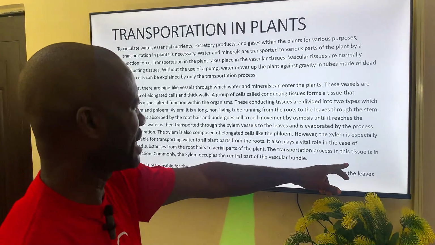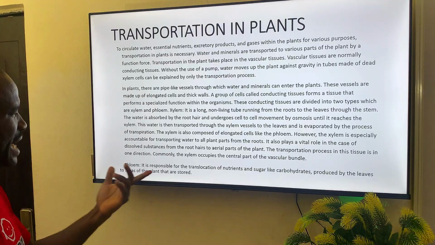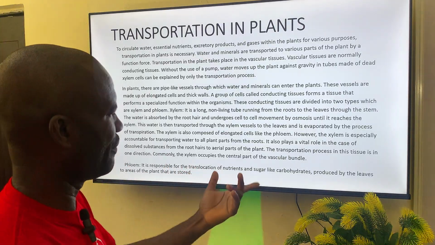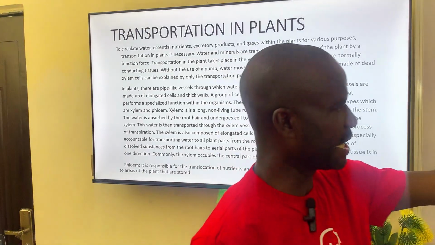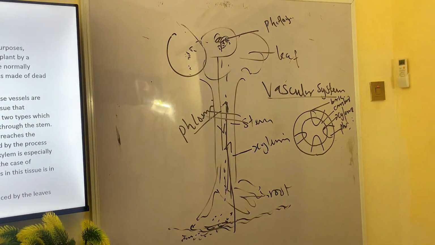The transportation process in this tissue is in one direction. Commonly, the xylem occupies the central part of the vascular system. Just like I said in the diagram, the central part of the vascular system is dominated by the xylem itself.